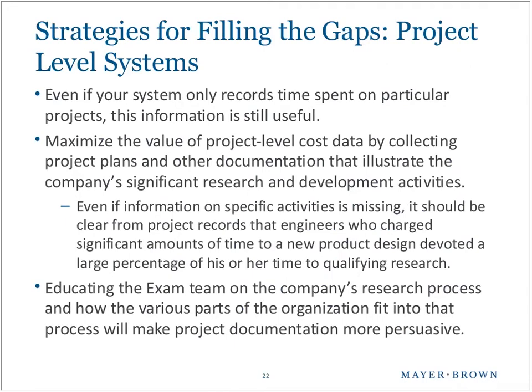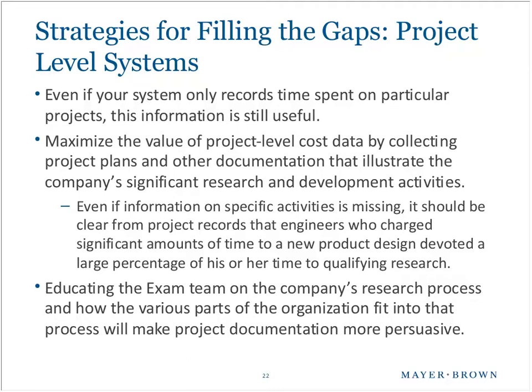even if your system only records time spent on a particular project, this information is still very useful. One example we can point to is your engineers might be focused on a particular project throughout the year that's clearly qualified research. So even if information on the specific activities that the person is doing on a daily basis is missing, it's clear, given the type of project he's working on, the type of engineer that he or she is, his or her wages should be qualifying research.